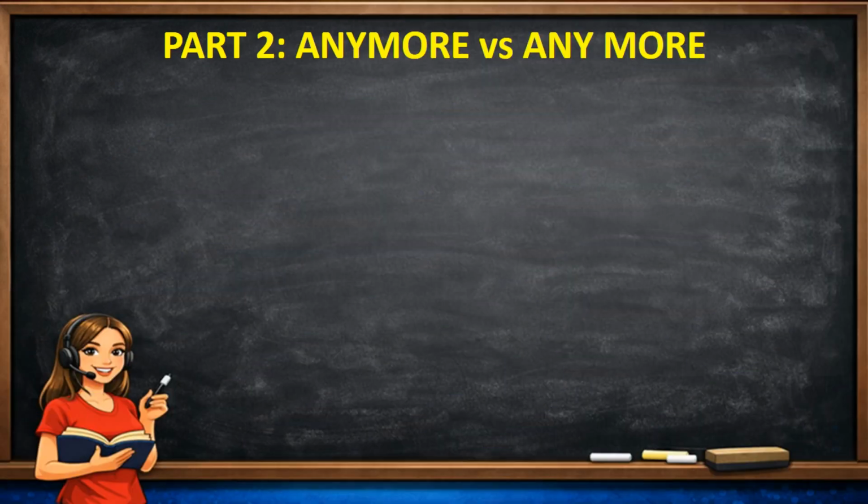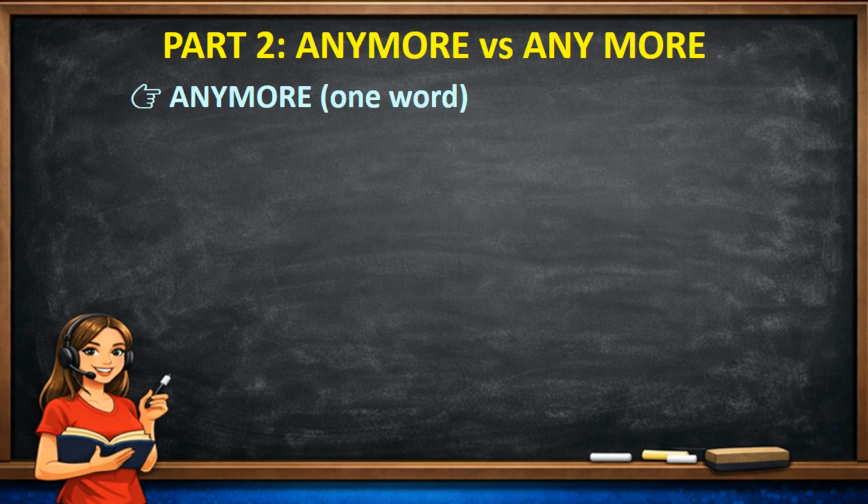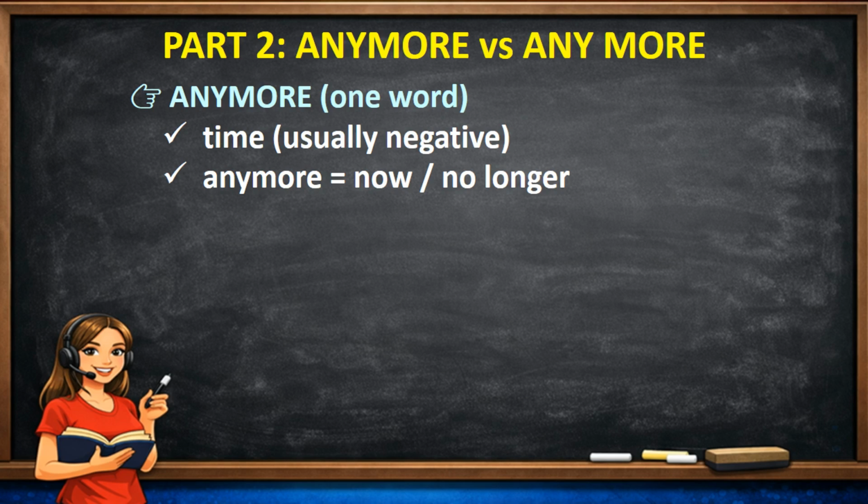Part 2. Anymore versus any more. Let's understand and find the difference. Anymore written in one word functions as a time and the meaning is usually negative. Simply say, anymore means now or no longer.